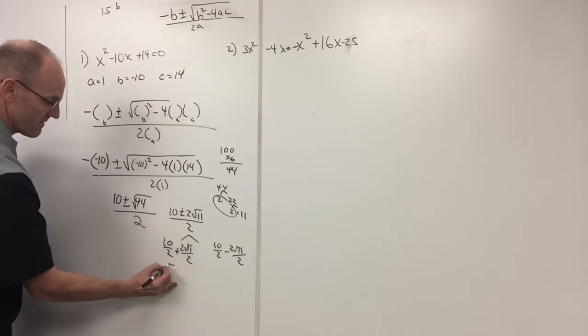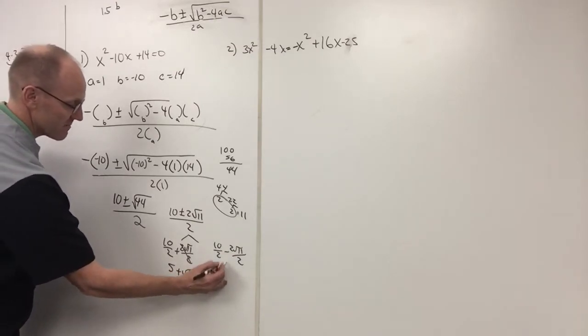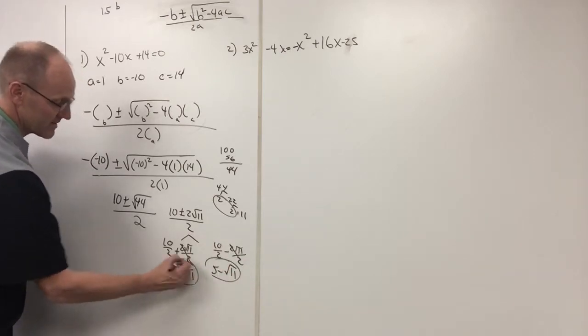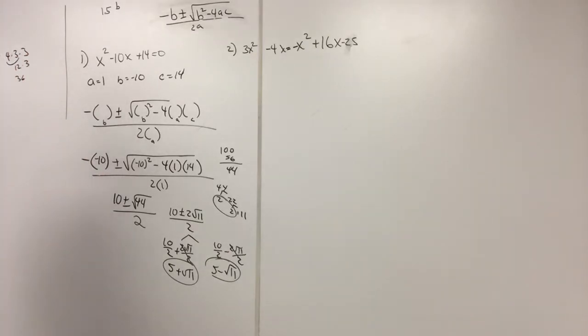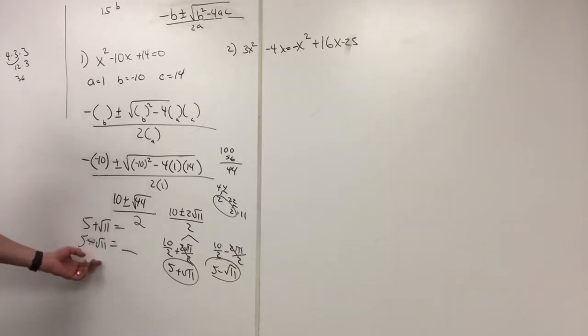So this will end up being 5. These will cancel out, square root 11. And then this will be 5 minus, these cancel out. So this would be my simplified form of the answer. If they ask you for a decimal approximation, what you can do is simply do 5 plus, and then the square root symbol 11 on your calculator. If you hit second entry and bring it back up, do the same thing with the minus. Okay, and then round your answer to the correct decimal.